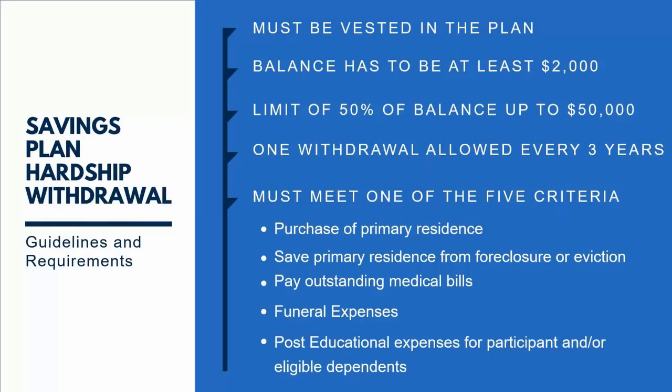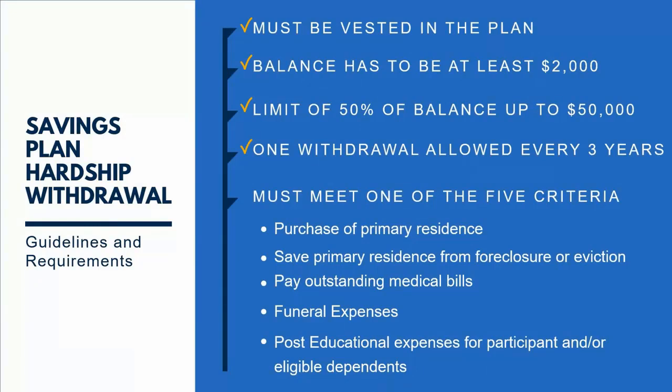And another feature that not a lot of people know about is the savings plan hardship withdrawal. Now again, this is for members who are having a hardship at the time. In order to qualify for a savings plan hardship, you must be vested in the savings plan. You must have a balance of at least $2,000 in there. The most you can take out is 50% of your account balance up to $50,000. One withdrawal is allowed every 3 years.